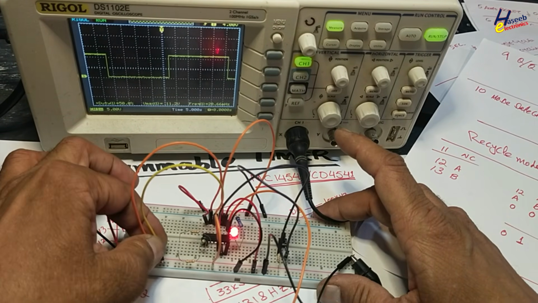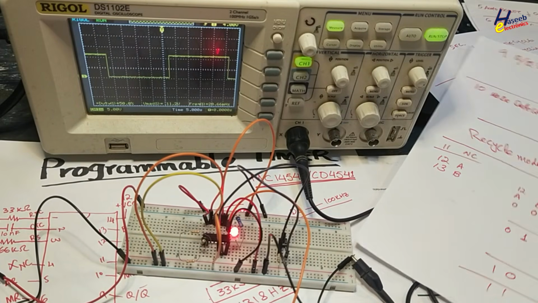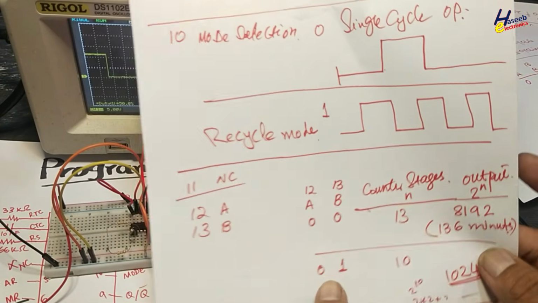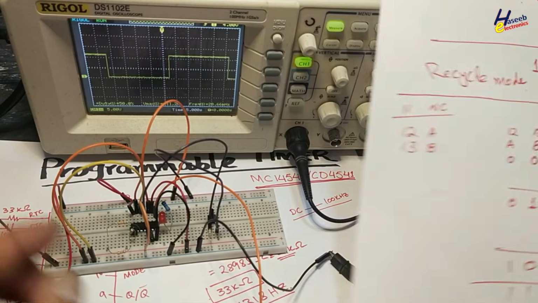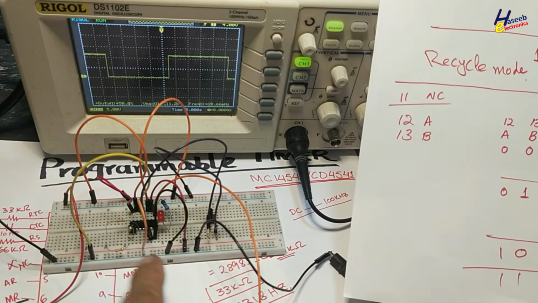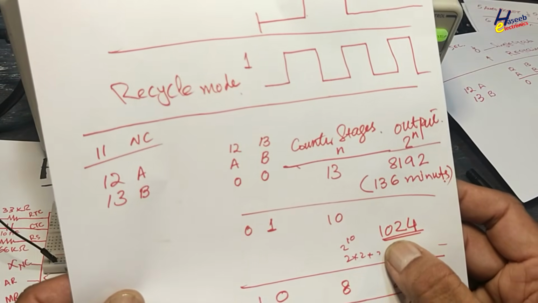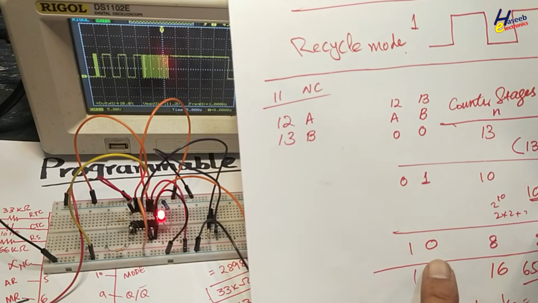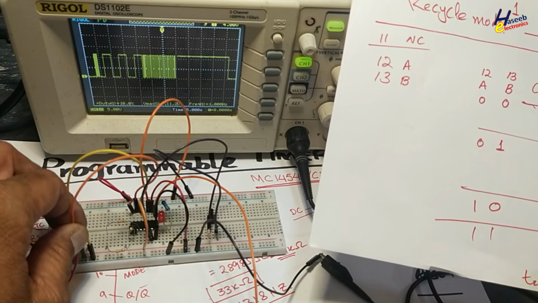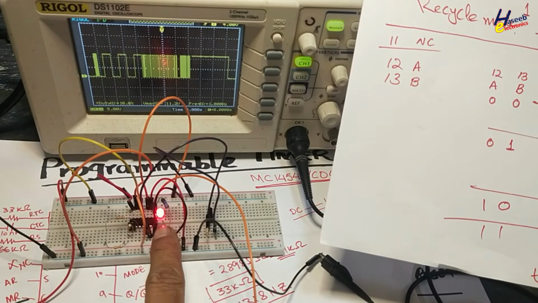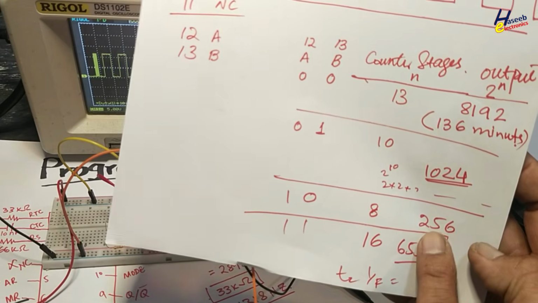If both pins are connected to low, the output frequency will be determined by this number. Pin number 12 low, pin number 13 high, we are dividing with 1024. If pin 12 is high, pin 13 is low, the output frequency is divided with this number.